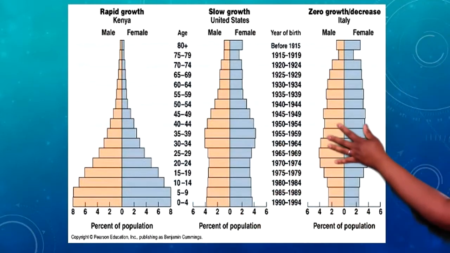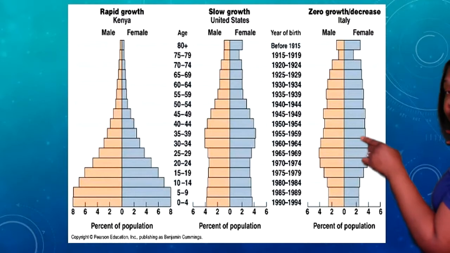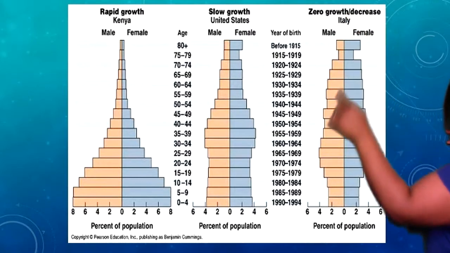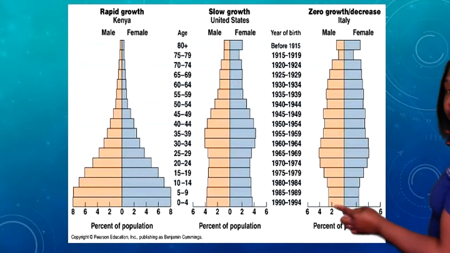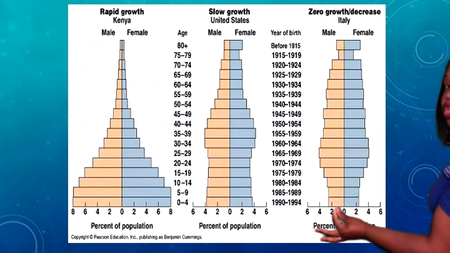Now, Italy, on the other hand, is reverse. Because think about it, they're having fewer children. So when these children come up here to childbearing years and they have kids, it's going to be the reverse. It's going to be what they call zero or decreased growth. Because these children aren't that many. So it's kind of coming in. So they call it zero growth.